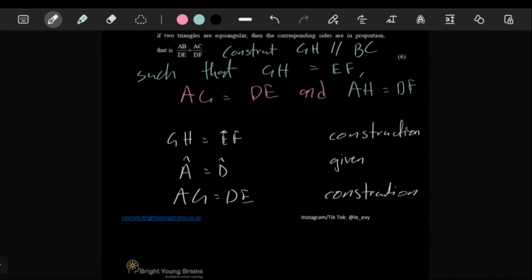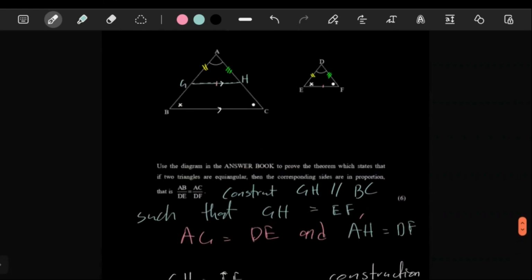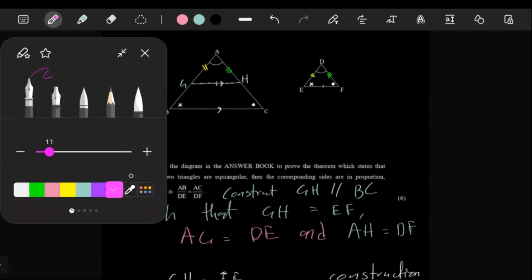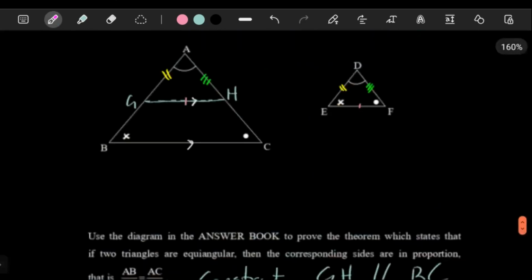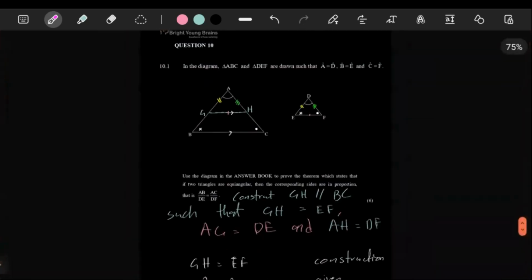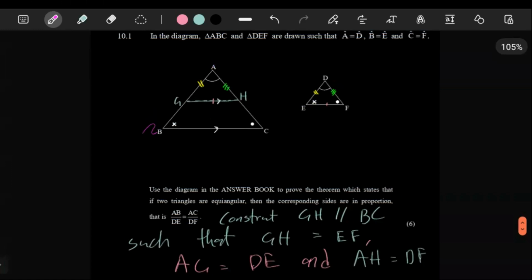So with everything that we have just stated now, our sketch is just ripe for the proportionality theorem. So with our proportionality theorem, we're going to state that AG over AB, we're trying to show that AB over DE is equal to AC over DF. So we're going to work with the big triangle and the small one in there.